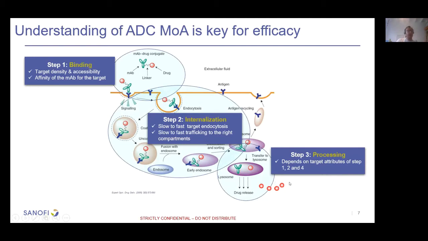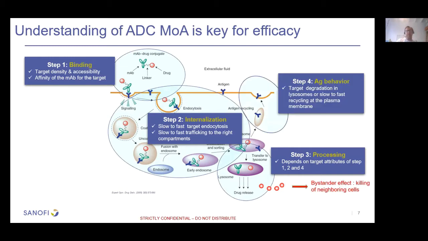The drug is released into the cytosol to kill the cell, but it could also be released outside the cell to kill a neighboring cell, and this is called the well-known bystander effect, which is a double-edged sword, since it could increase efficacy by killing additional tumor cells, but it could also cause toxicity by killing neighboring normal cells. And importantly, the antigen could be recycled at the surface of the cell and be re-engaged in the whole process.